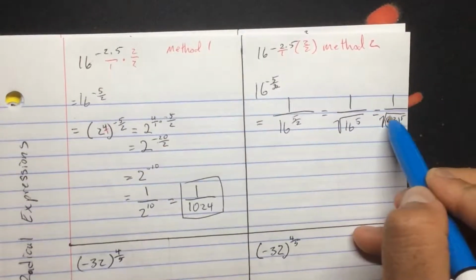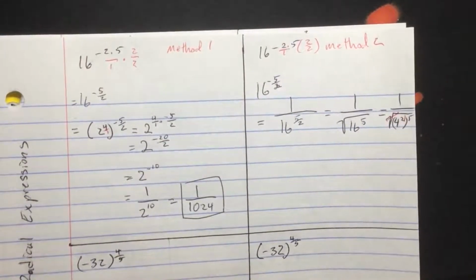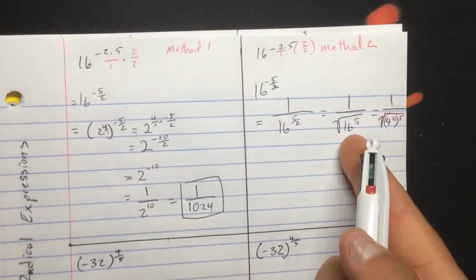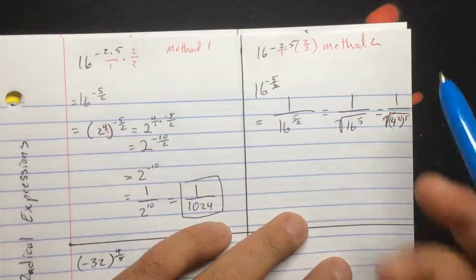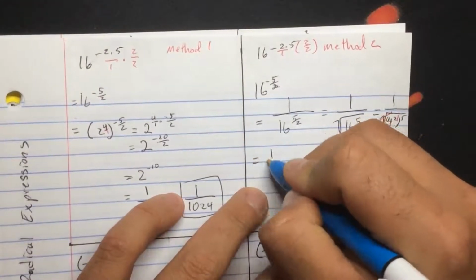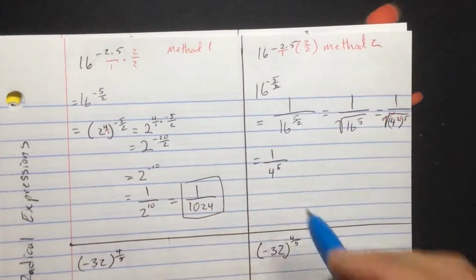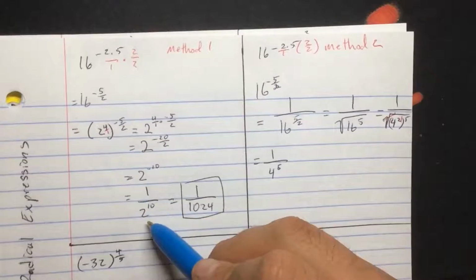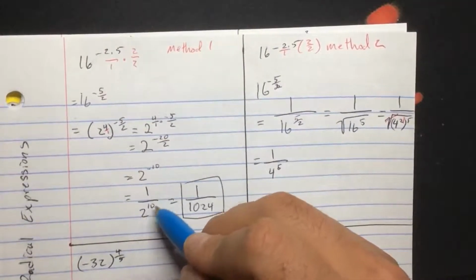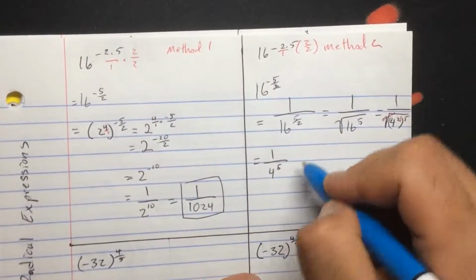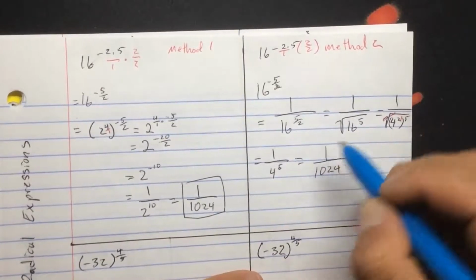But our 4 squared can come out here, so this will simplify. Or if you know 16, that can come out as well. So 4 squared will come out, and we have 1 over 4 to the 5th power. And 4 to the 5th power is the same as 2 to the 10th, because we can split this up as 2 squared five times. So this will also equal 1 over 1024, or you can go ahead and do that.